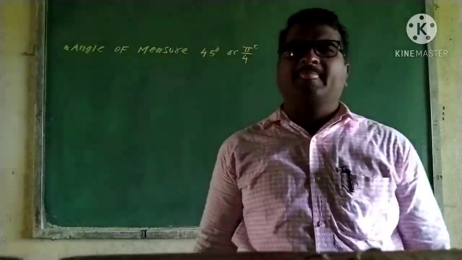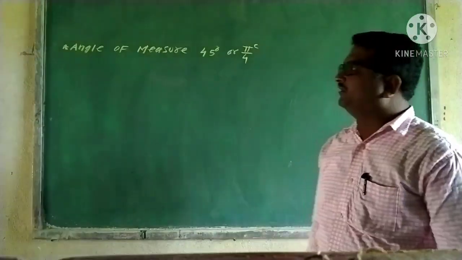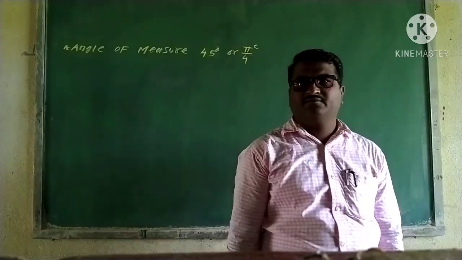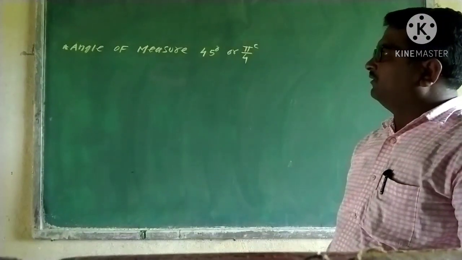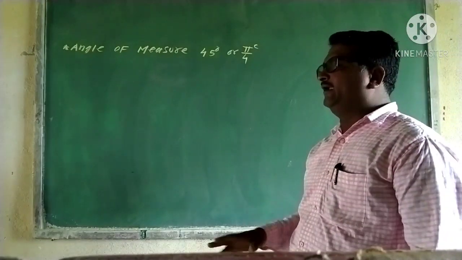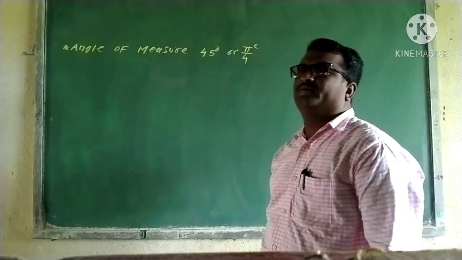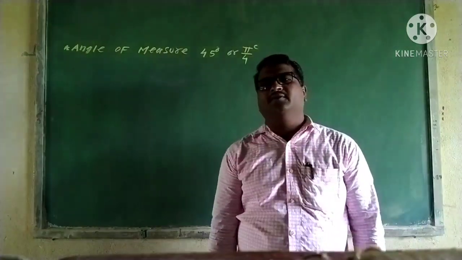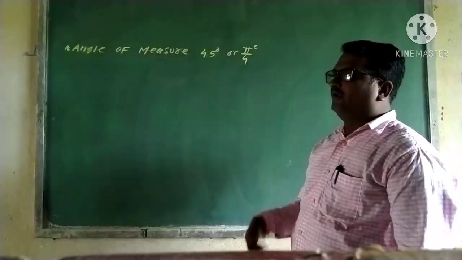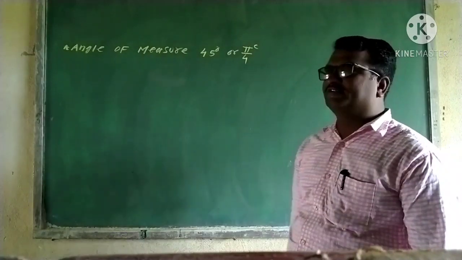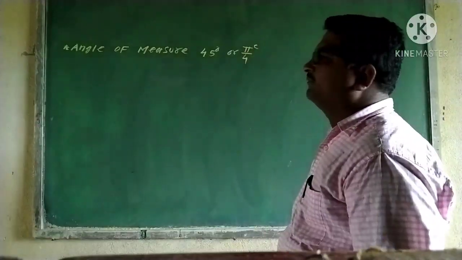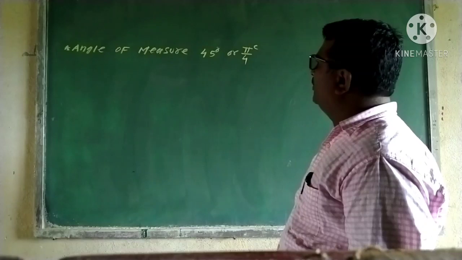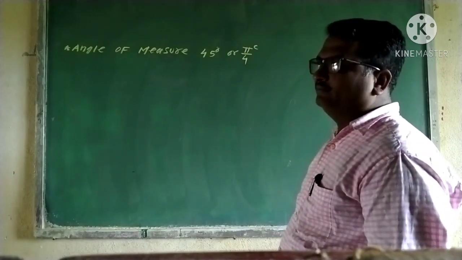Dear students, in the last lecture we studied the trigonometric functions for particular angles, and we found the values for angles of measurement 0 degree, 90 degree, 180 degree, 270 degree, 360 degree. Next we did 30 degree and 60 degree. In this period, we have to find trigonometric functions for the angle of measurement 45 degree or pi upon 4 radian.